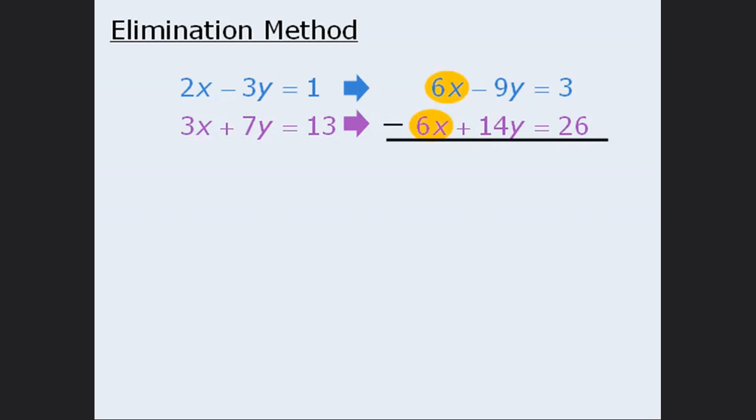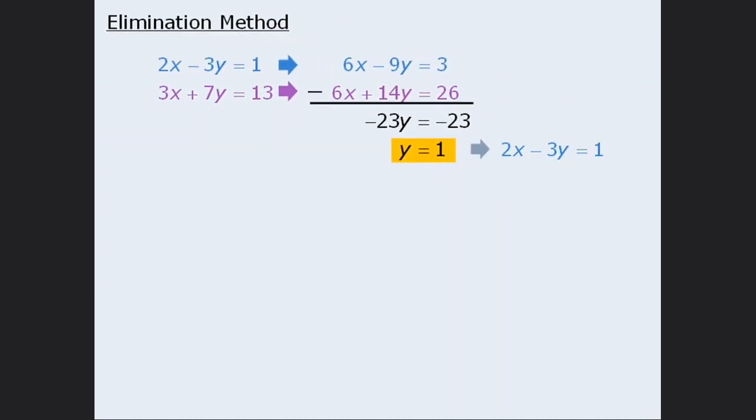So when we subtract 6x minus 6x, the x's cancel out. Next, we have -9y minus positive 14y, which gives us -23y. Finally, when we subtract 26 from 3, we get -23. At this point, we can solve this equation by dividing both sides by -23 to get y equals 1. Now that we know the value of y, we can plug this value into any of the above equations in order to find the value of x.